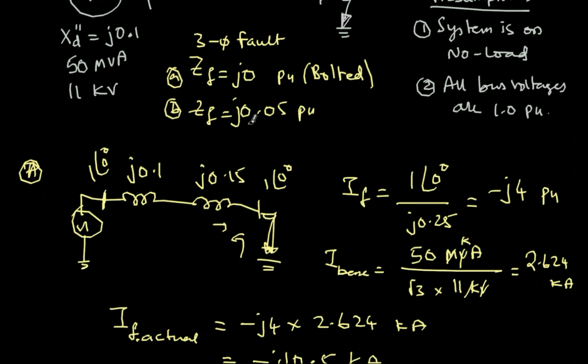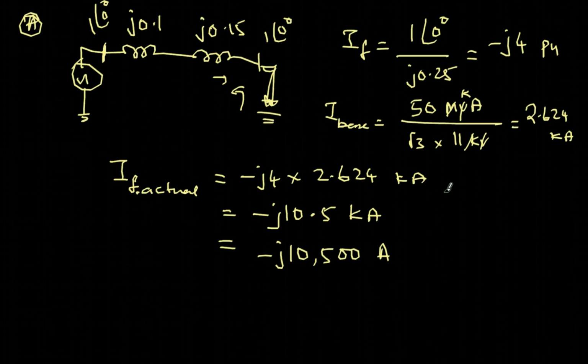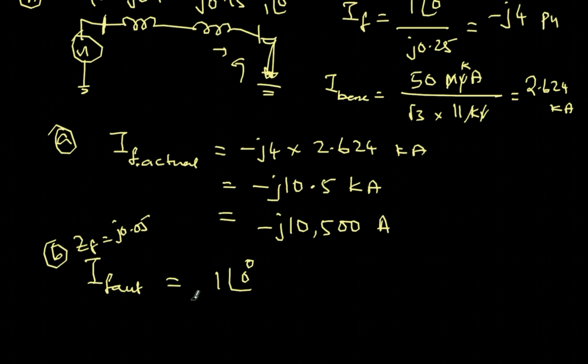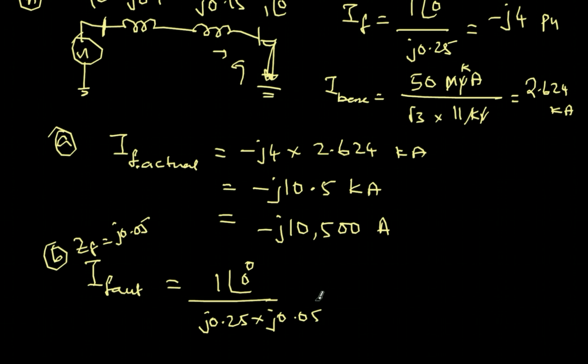Now, what if there is a fault impedance? If there is a fault impedance, then that fault impedance will add here. So again 1 divided by that. So you'll get I fault equal to, in case B, fault impedance is j0.05. So I get 1 angle 0 divided by j0.25 plus j0.05. So here I get 1 divided by j0.3. So that will be minus j3.333 per unit. So this is the fault current.